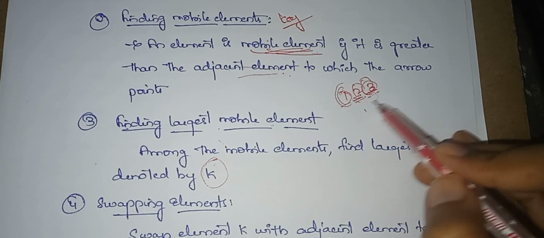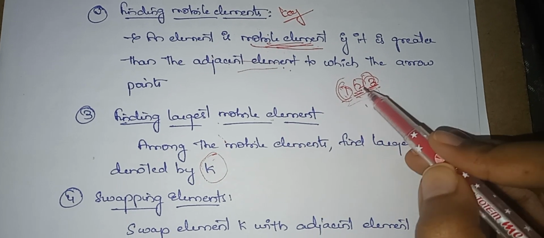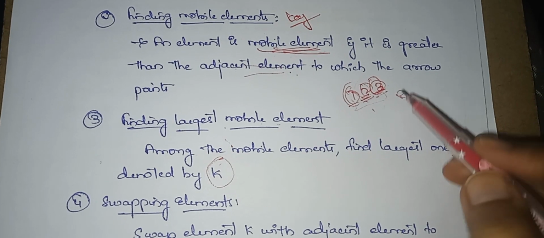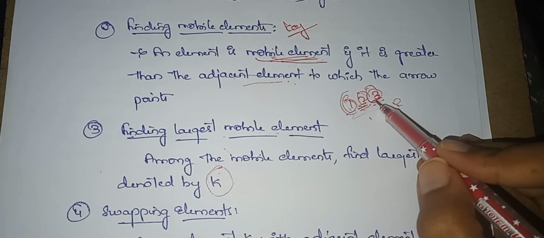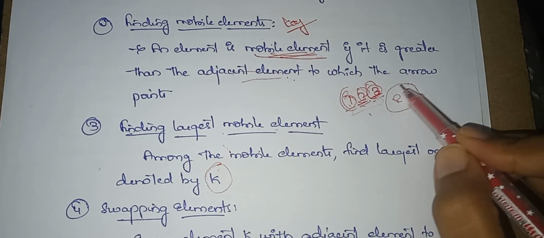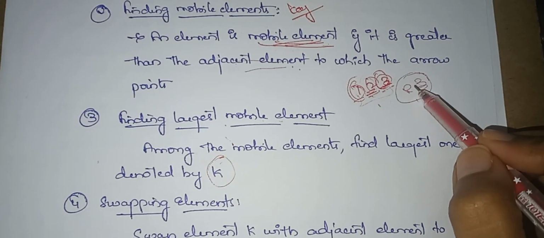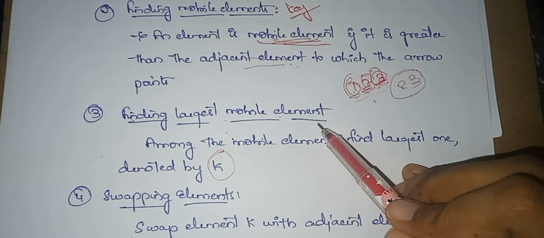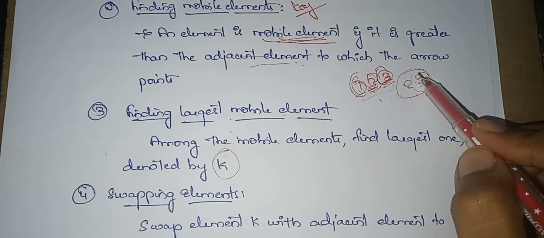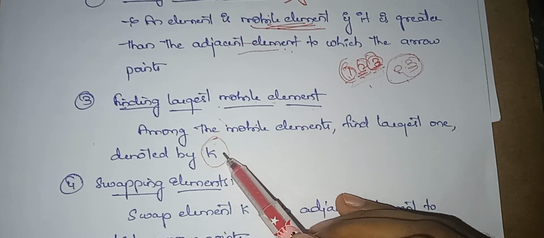For example, in this given set 1, 2, 3, for 1 the adjacent element is 2. So 2 is greater, so you have to write 2. And next for the 2 the adjacent element is 3, 3 is also greater. So these are the two mobile elements we got. Now from that you have to identify the largest mobile element. So from 2 and 3, 3 is the largest mobile element, which is denoted by k.